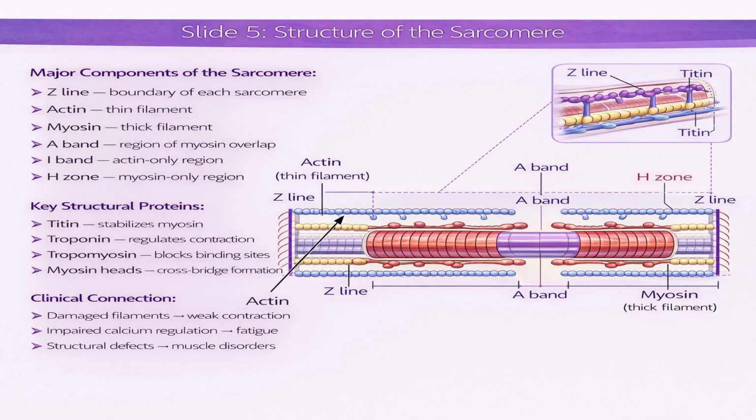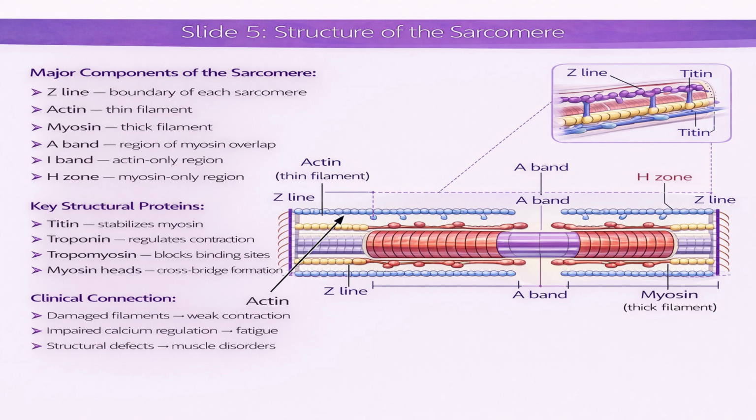Within the sarcomere, actin filaments, also known as thin filaments, extend inward from each Z-line, while myosin filaments, or thick filaments, occupy the central region. The orderly overlap between these filaments forms distinct bands that are visible under microscopy.